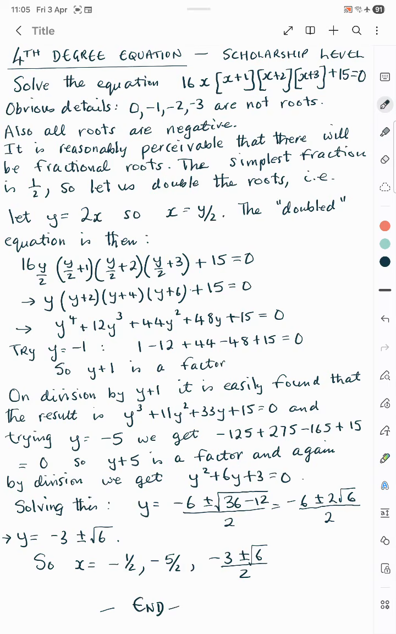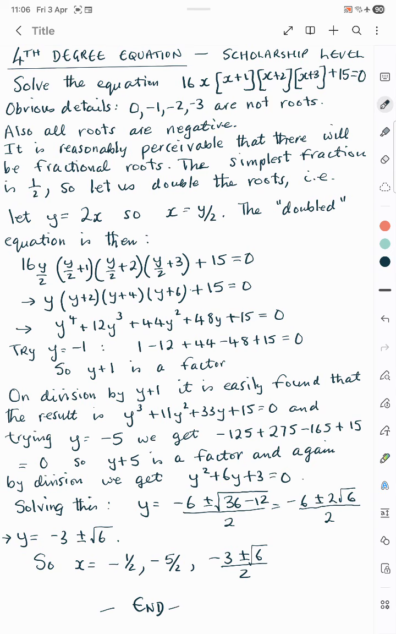Now, it's reasonably easy to perceive that there will be fractional roots, and the simplest fraction is 1/2, so let's double the roots of that equation. In other words, let y equals 2x, so x is y over 2, and then the doubled equation is 16(y over 2)(y over 2 plus 1)(y over 2 plus 2)(y over 2 plus 3) plus 15 equals 0. Which comes down to y(y plus 2)(y plus 4)(y plus 6) plus 15 equals 0, which is y to the fourth plus 12y cubed plus 44y squared plus 48y plus 15 equals 0.